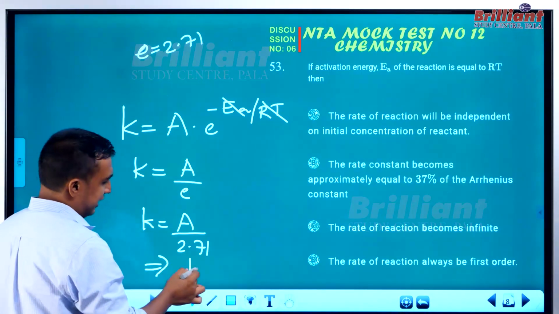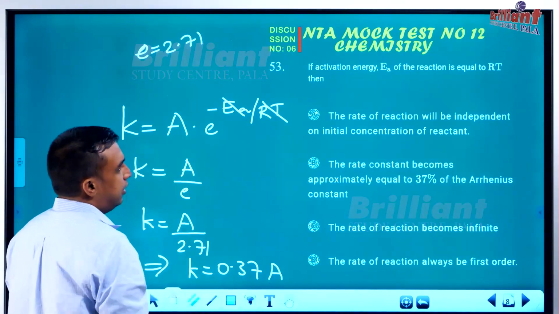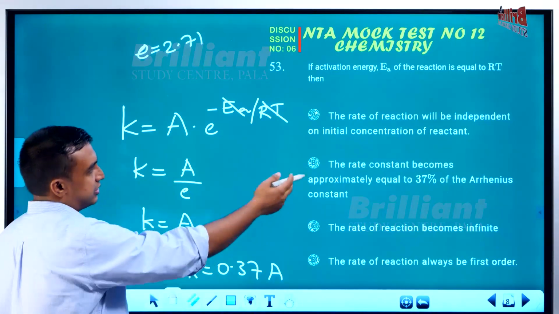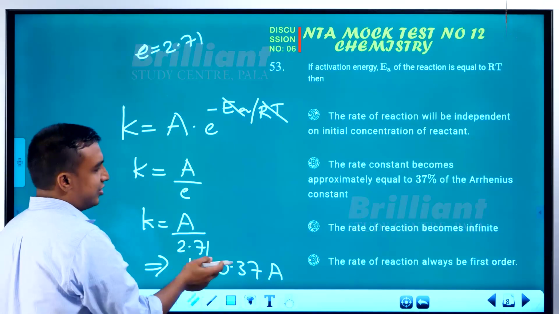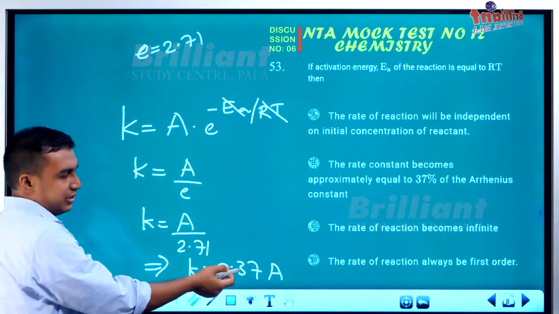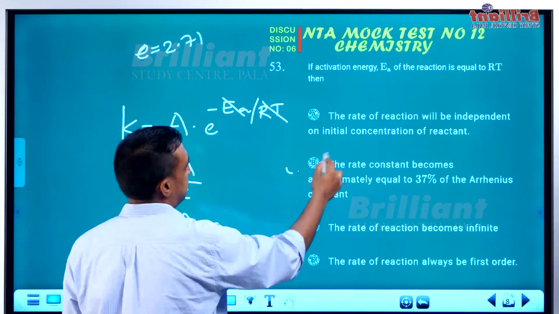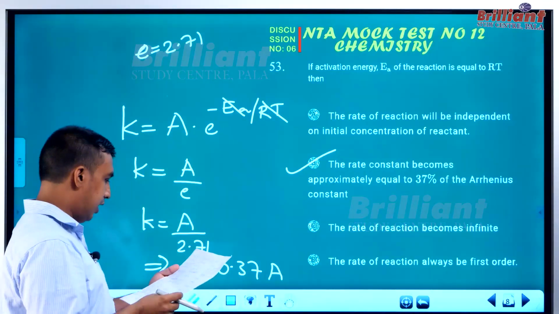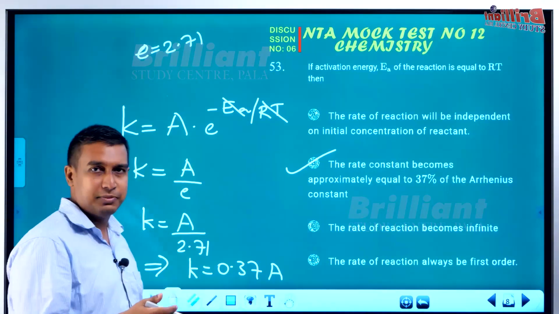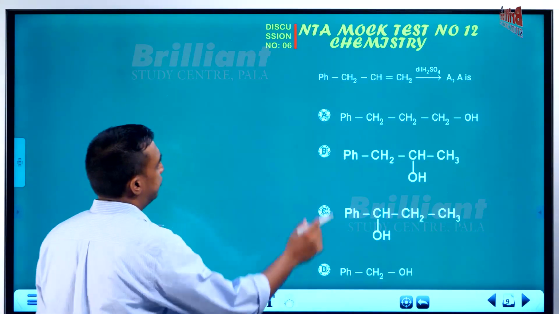This implies that K is equal to 0.37A. So I can say that the rate constant becomes 37% of the Arrhenius constant. 37% is 37 by 100, which is 0.37. So for this particular question, 53, option B is matching. Coming to the next question, 54. Now, for this particular question, how will I do it?